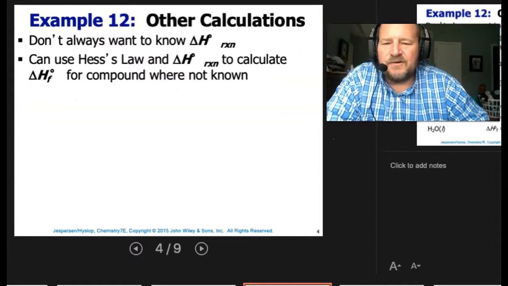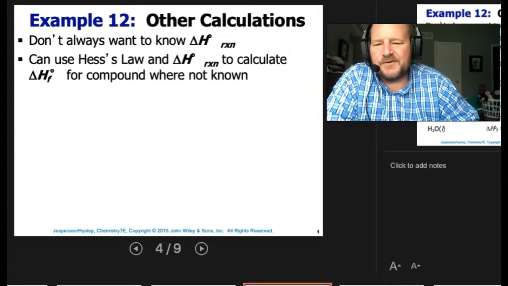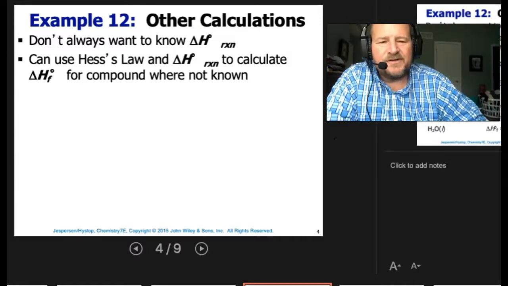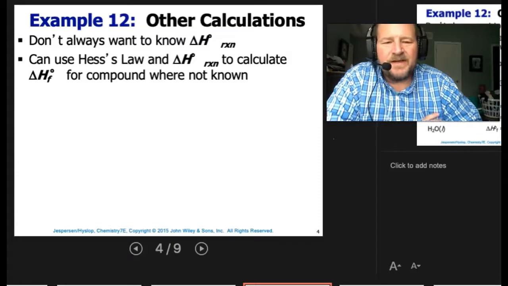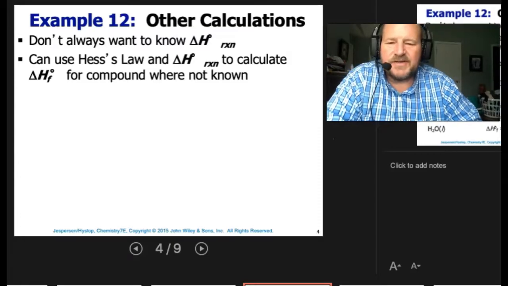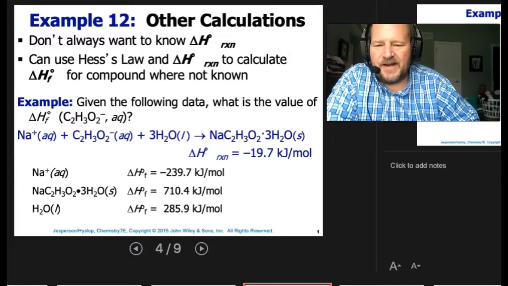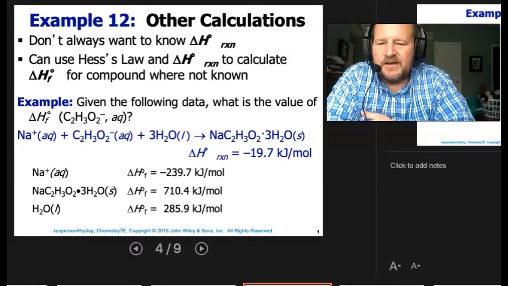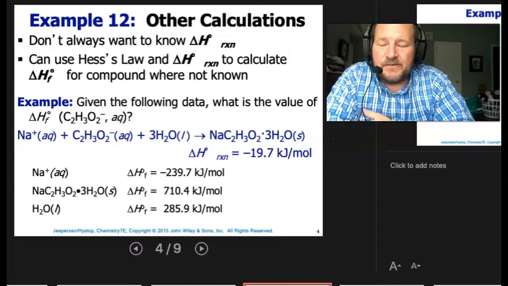All right, you don't always know delta H formation, so you can use Hess's law and delta H reaction to calculate the formation for a compound when it's not known. In other words, if you have a compound that is not tabulated, then you can actually use Hess's law to figure that out. So given the following data, what is the value of delta H of formation for C2H3O2 minus, the acetate ion?